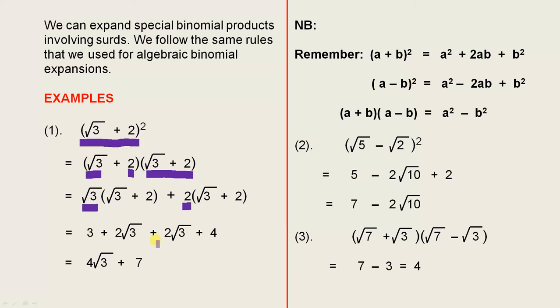When we collect like terms, 2 the square root of 3 plus 2 the square root of 3 is 4 the square root of 3. And 3 plus 4 is 7. So that is the answer.